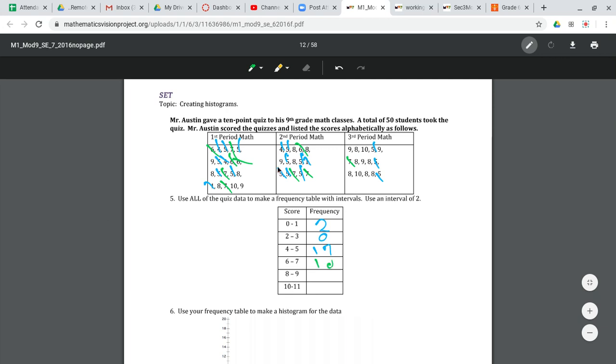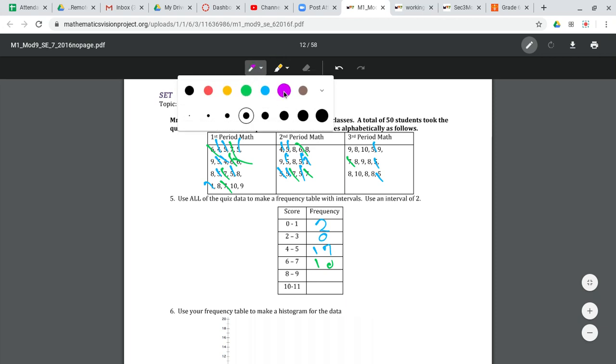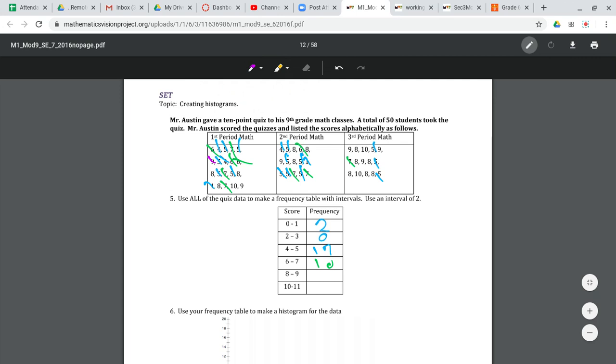All right, for the 8 to 9, let's get another color in there. All right, so we've got 1, 2, 3, 4, 5, 6, 7, 8, 9, 10, 11, 12, 13, 14, 15, 16, 17, 18. So we've got 18 for the 8 to 9 category.